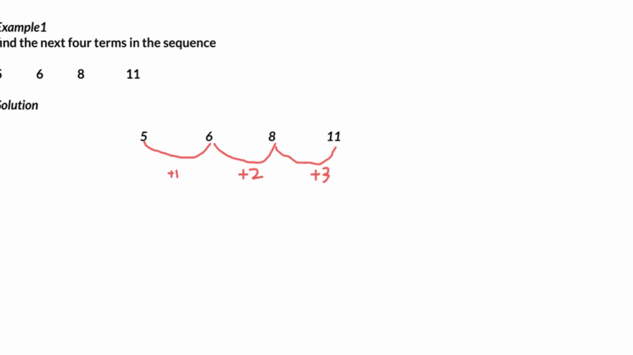If you have 11, to get the next number is going to be plus 4. 11 plus 4 is going to be 15. So we have our 15. We do our loop so that we don't get confused. Plus 4.